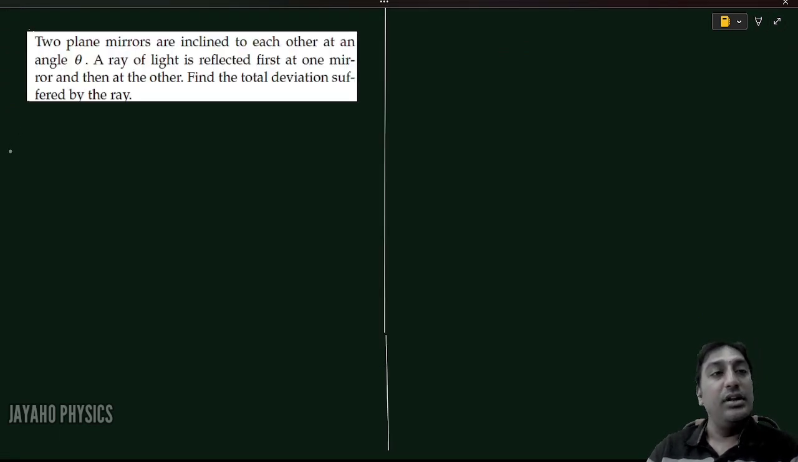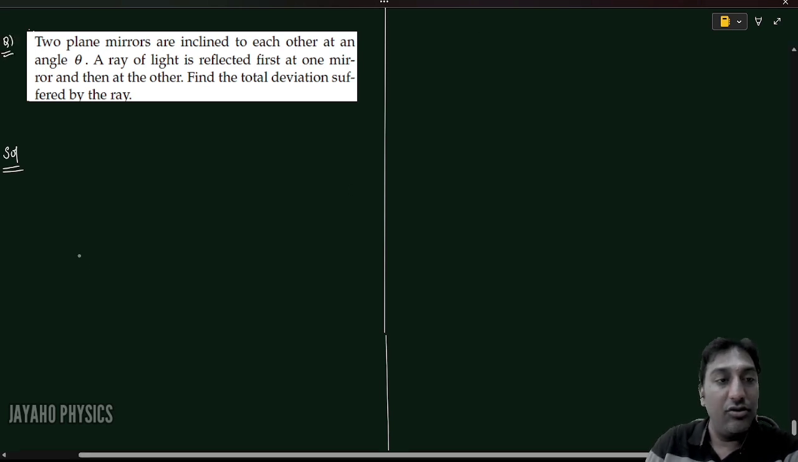In this particular question, they were telling that two plane mirrors are inclined to each other at an angle theta. A ray of light is reflected first at one mirror and then at the other. Find the deviation suffered by the ray. So, how to solve this particular numerical?